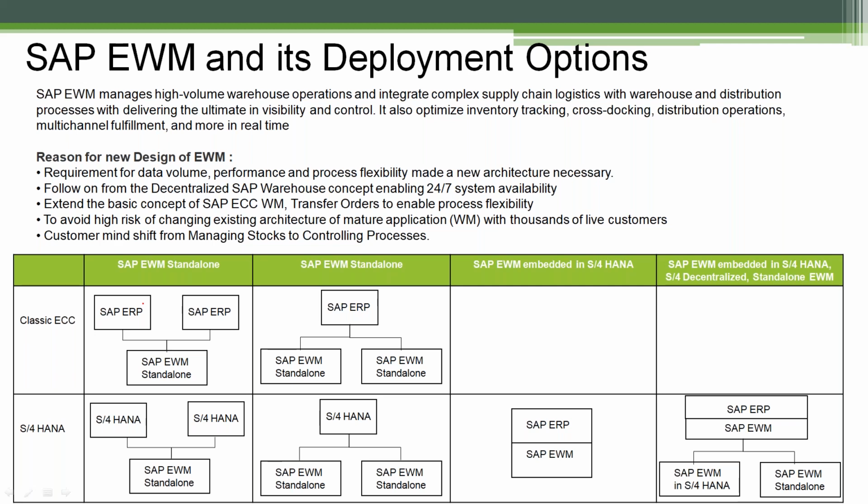Also, SAP wanted to change the basic concept of SAP WM, where transfer orders were used, to ensure that the new functionality gives more flexibility. There was a risk in changing the existing architecture of the mature application WM, which was used by thousands of live customers. So that was also a reason SAP did not change WM and brought in a new product, SAP EWM.